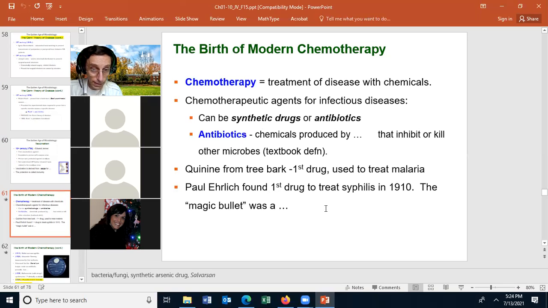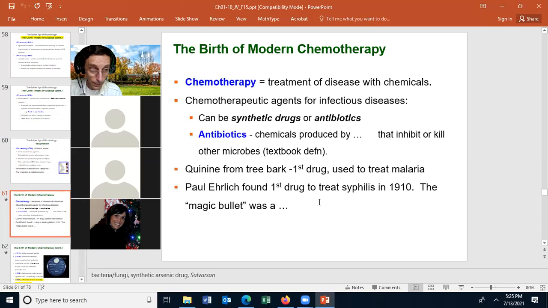And he started looking at different chemicals and testing them to see if they would cure disease. What he used was syphilis that he was growing in rabbits, and then tested one chemical after another to see if he could find one that would cure disease. And he called this a magic bullet, a chemical that could be used to cure disease. And in 1910, he actually found one, a synthetic arsenic drug, salvarsan, which cured syphilis.